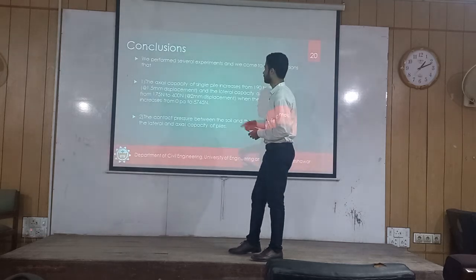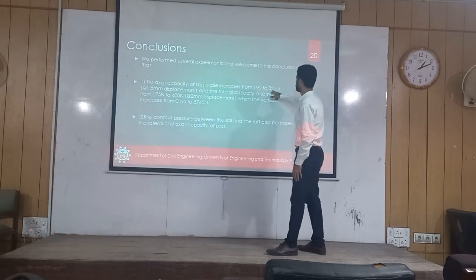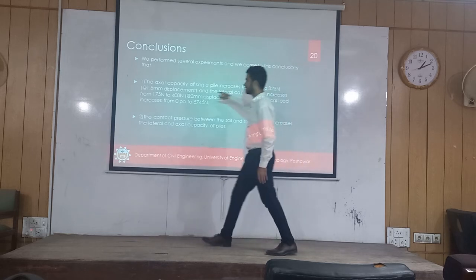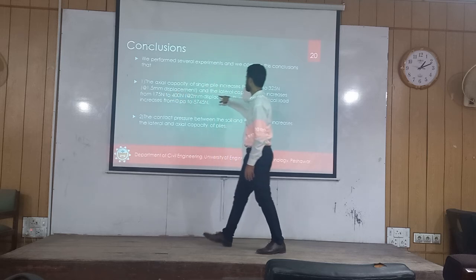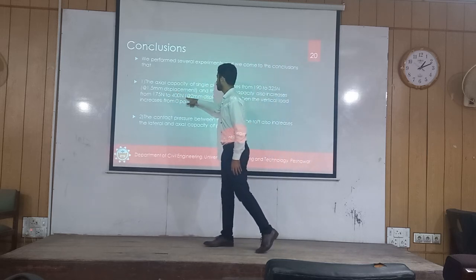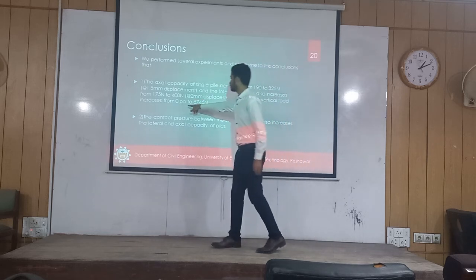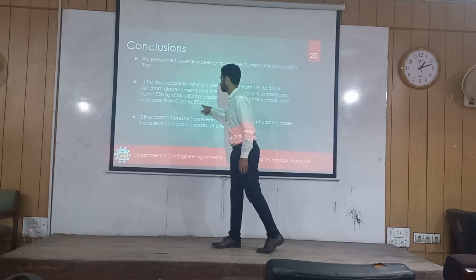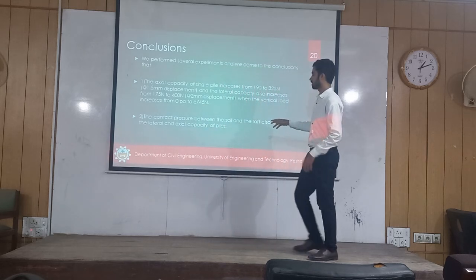Next. This is our conclusion. The axial capacity of a single pile increases from 19 to 325 Newton at a displacement of 1.5 millimeter. And the lateral capacity also increases from 175 to 400 Newton at 2 millimeter displacement, when the vertical load increases from 0 to 5745 Pascal. And the contact pressure between the soil and the pile also increases the lateral and axial capacity of the pile.